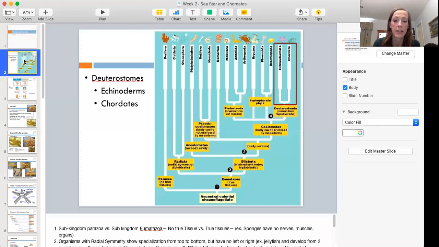Okay, so this phylogenetic tree should look fairly familiar to you because we saw it last week when we were talking about protostomes. Okay, so just to orient ourselves, everything we're looking at today is going to be either an echinoderm or a chordate, and these are classed together as deuterostomes. So again, they are all in the animal kingdom.